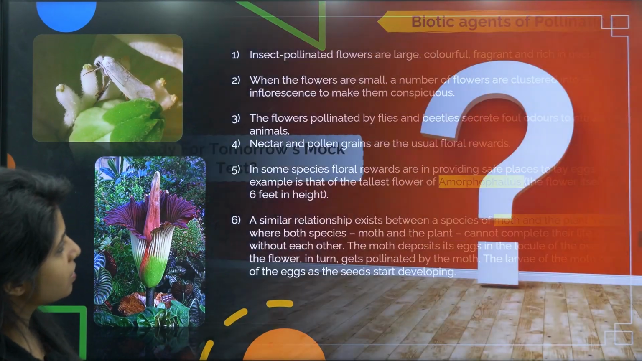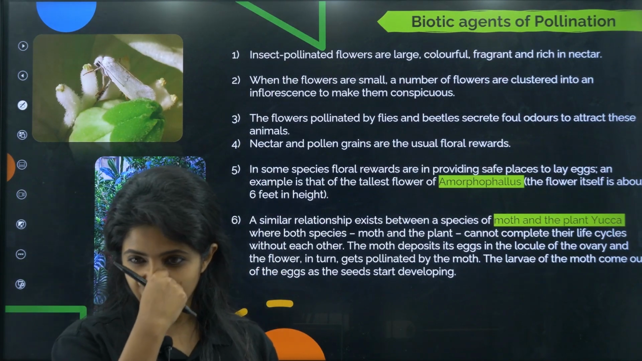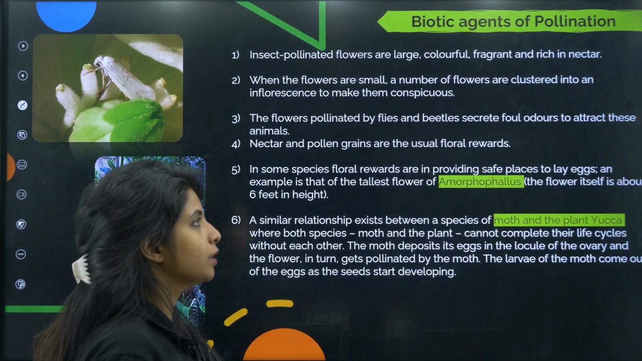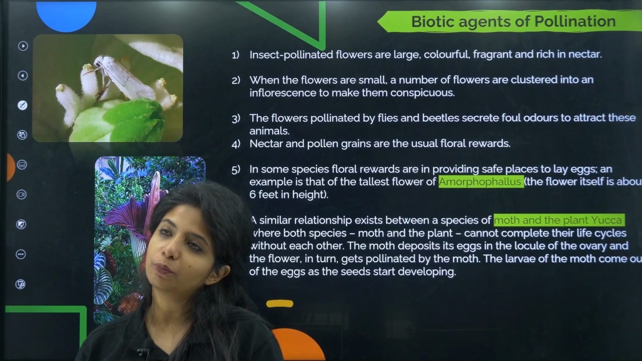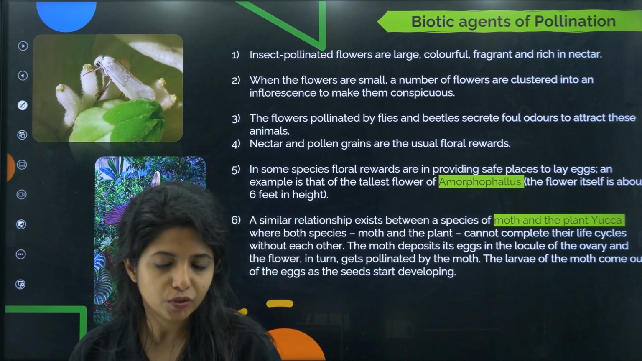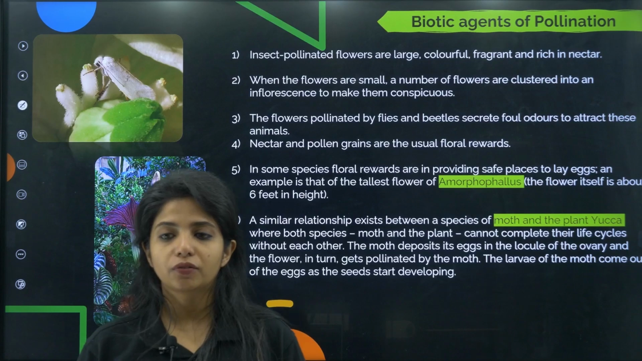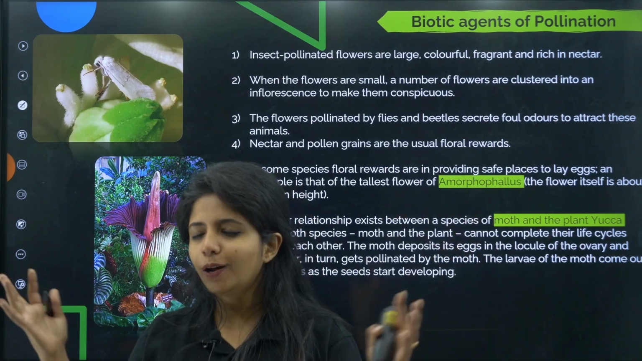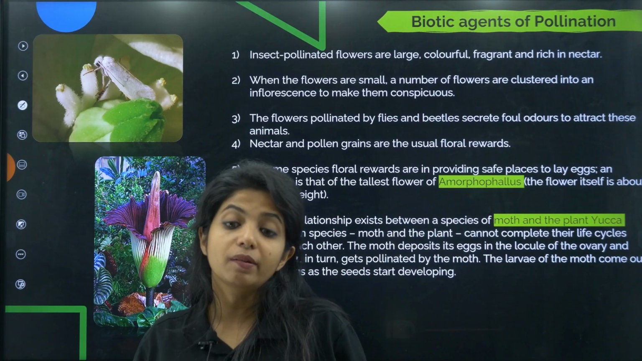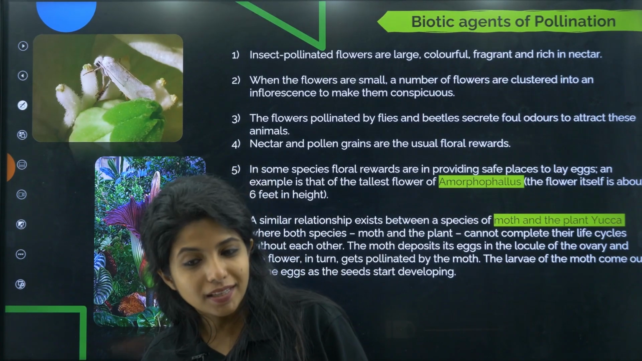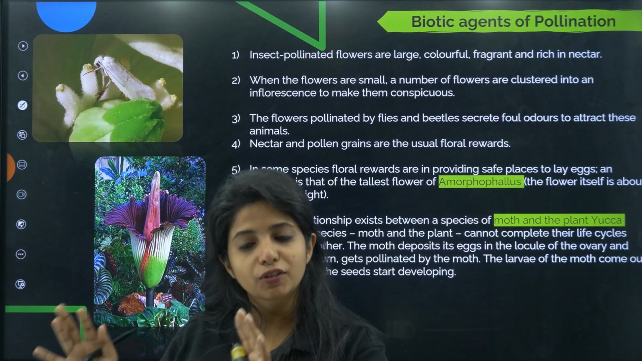Now the last thing, children: insect pollinated flowers. Let's talk about them. If you are an insect like a bee, then for you the plant should look really pretty, which is where you go, and it should be visible more than being pretty. So insect pollinated flowers are large, colorful, and fragrant, such that all the insects can come there, and they are rich in nectar as well, because the insect is not coming for its beauty. The insect wants the nectar for its own purpose.